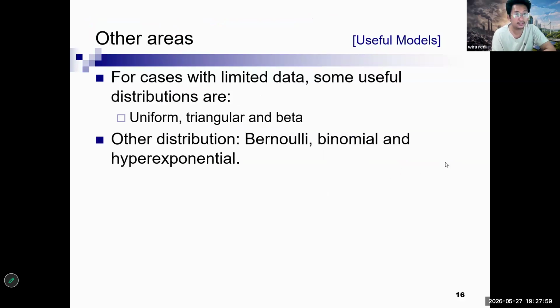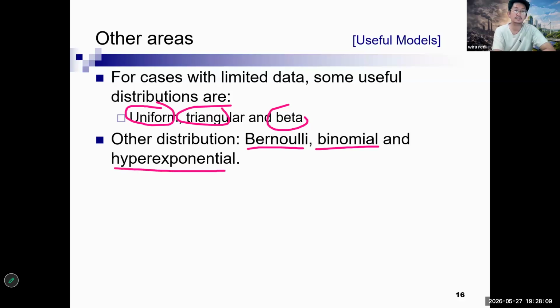And in some other areas, we can also have uniform distributions, triangular, beta, and some other distributions that are also useful: Bernoulli, binomial, hyperexponentials. We will see all of these distributions at a glimpse. But again, I have no intention to describe all of the formulations in detail.